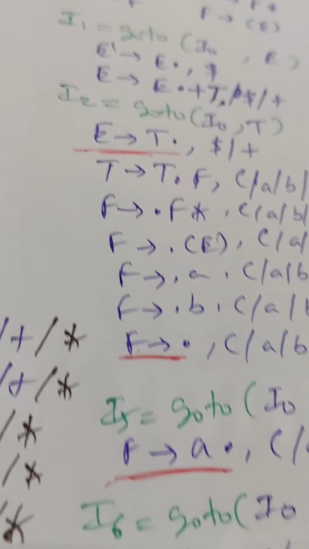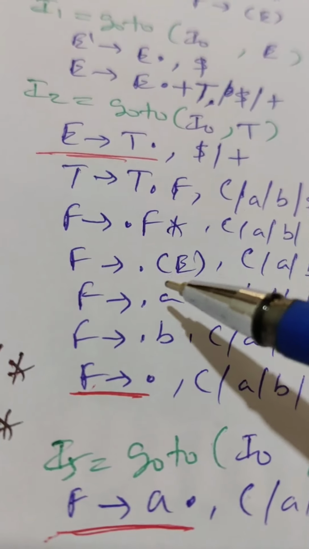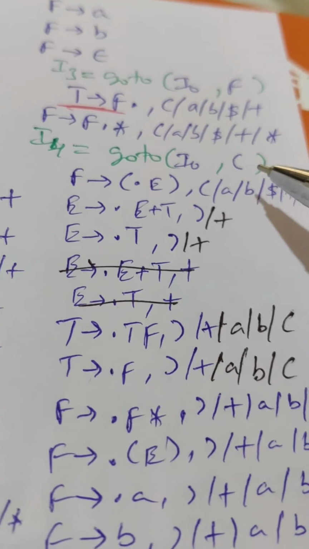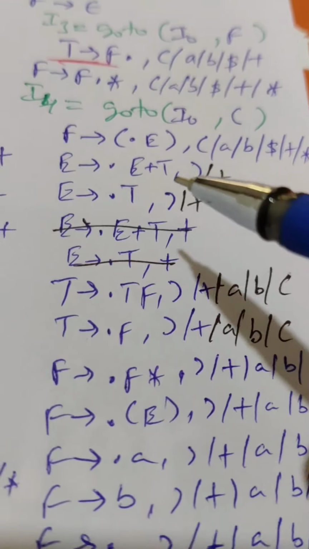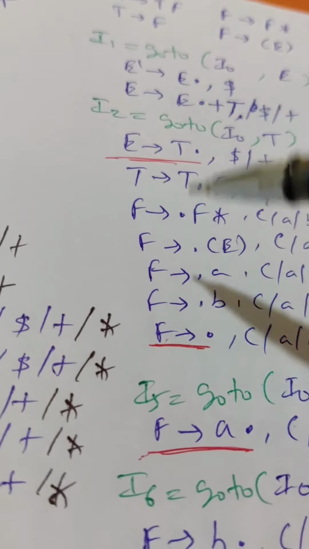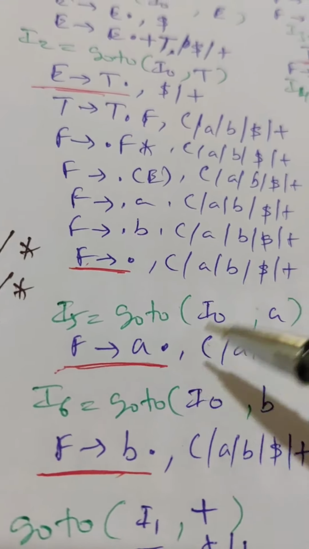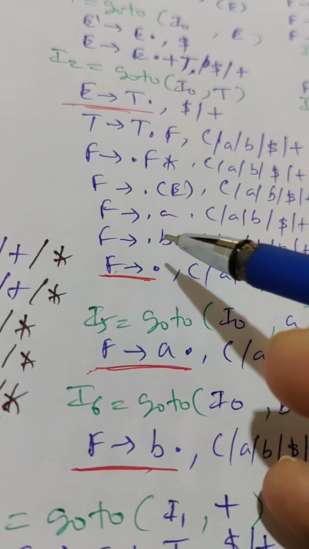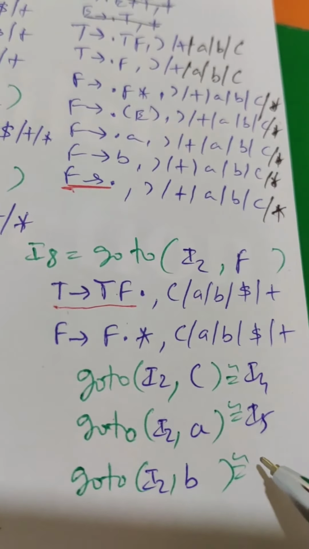Now in I2, let's take next as an opening bracket. So next is I2 comma opening bracket. That's going to be F goes to opening bracket dot E closing bracket with these lookaheads. That is nothing but the same as item number 4. Because of dot E, rules of E; because of dot T, rules of T; because of dot F, rules of F. So let's write this same as item number 4. The next item, I2 comma A, is F goes to A dot, with lookaheads the same as item number 5. Next, I2 comma B is F goes to B dot, and all these lookaheads are the same as item number 6, I6.